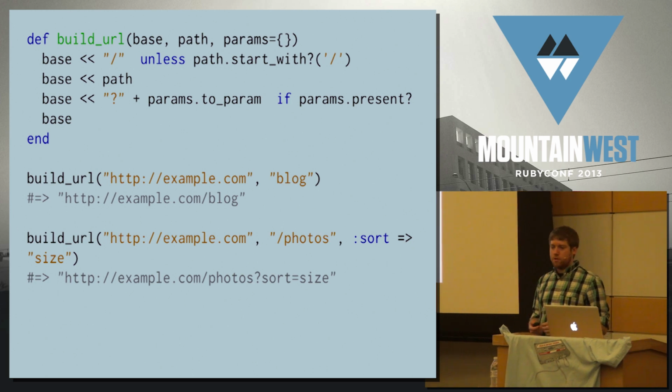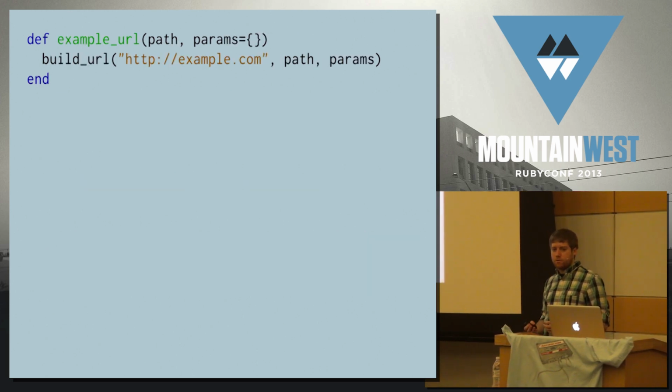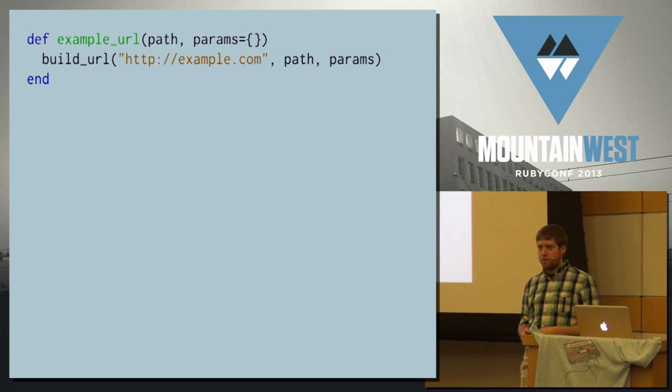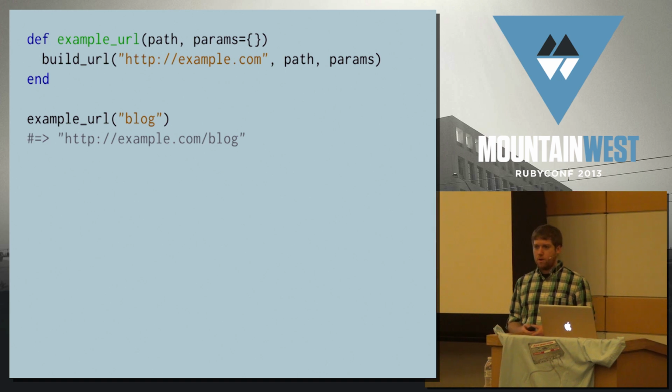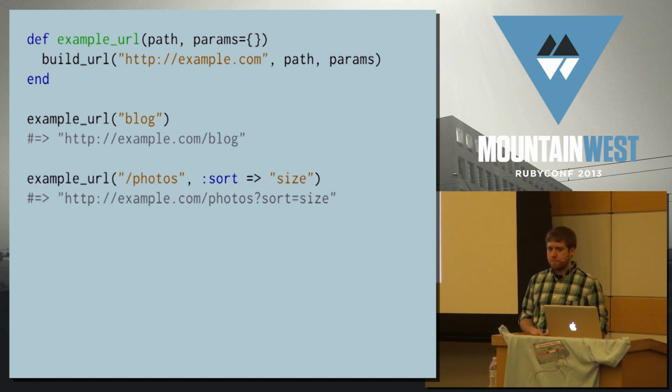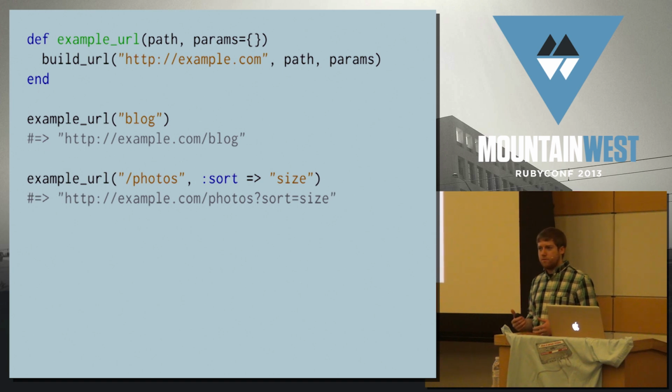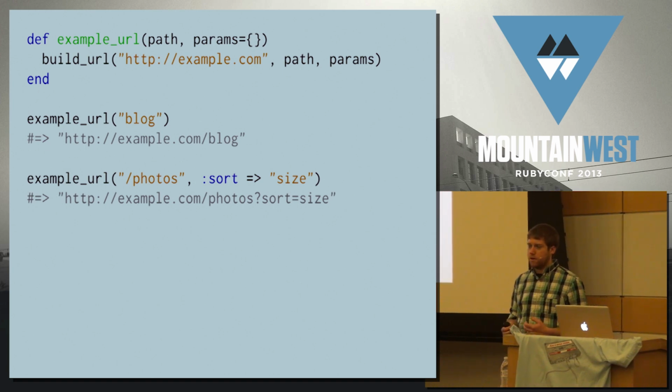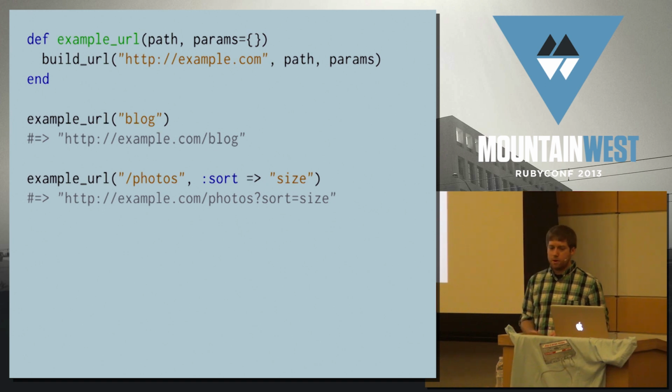So let's say you have this, and you realize that you're using it with the same domain name over and over again. And you extract another helper on top of it. So here we have example.com hard-coded, and our blog URL and our sorted photos look the same. But this hard-coded string is kind of ugly. It's configuration that's been hard-coded into your app, and you want a way to be able to tweak it.